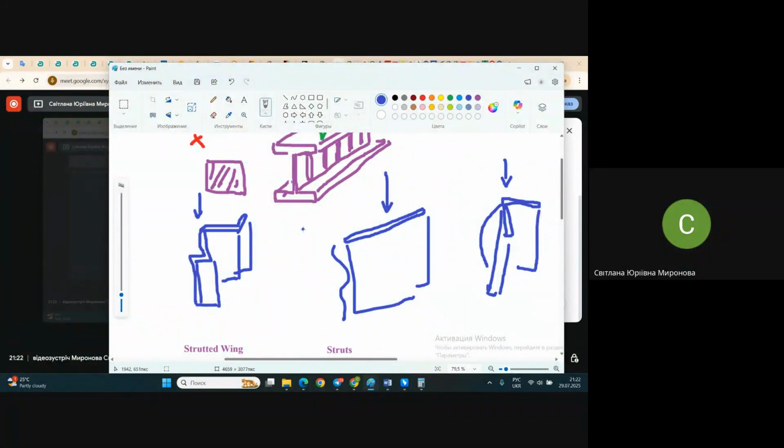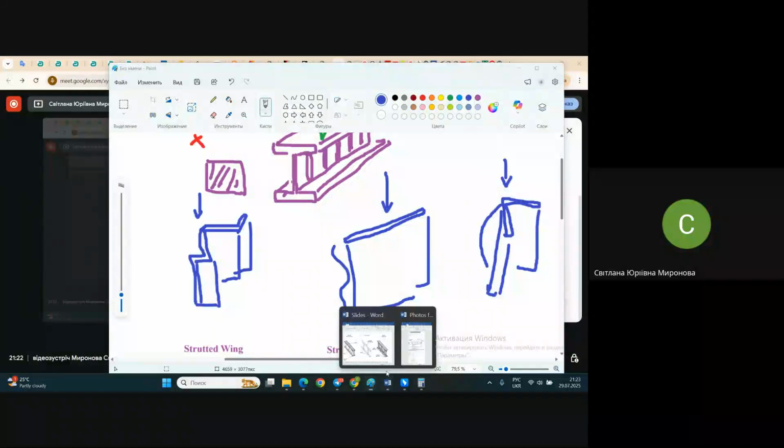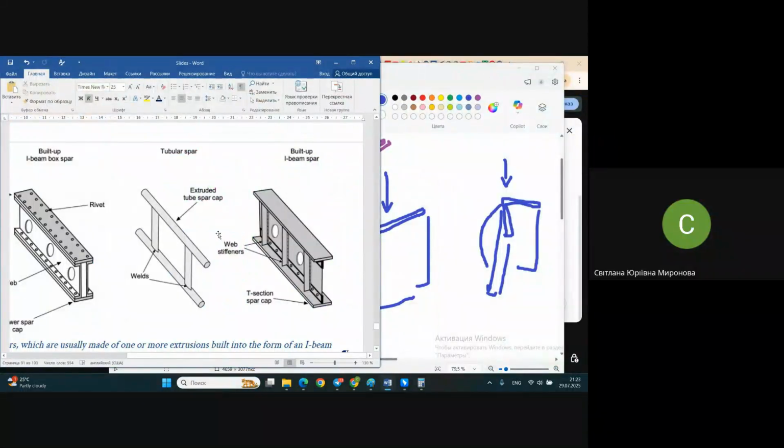In aircraft strengths, properties of different cross sections are studied, and we select the most effective one. What does it mean, most effective? They are effective in the idea that the same weight of material will be able to withstand higher loads.